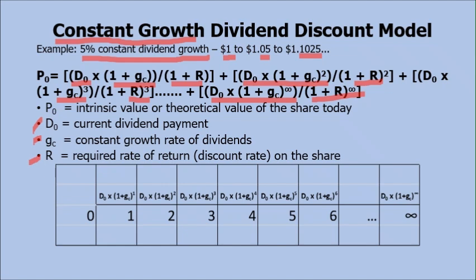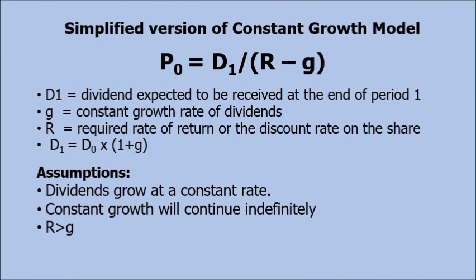Again, it is practically not possible to solve this equation because you have infinite terms. So there's a simplified version of the above equation, which is P0 is equal to D1 divided by R minus G. This is a mathematical simplification where D1 is the expected dividend at the end of year 1. Again, it is not D0, remember that. And G is the constant growth rate of dividends, which we have had in this equation. And R is the required rate of return or the discount rate on shares. So the formula is P0 is equal to D1 divided by R minus G.